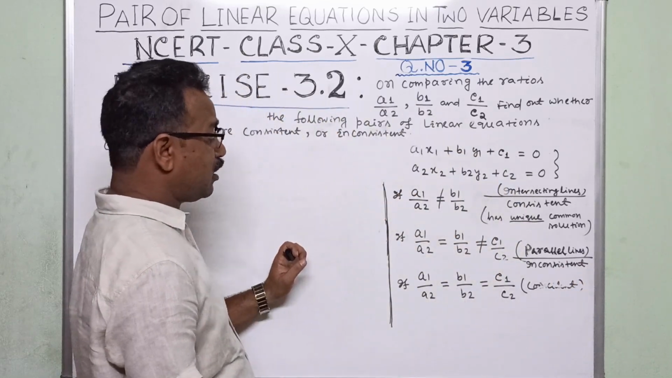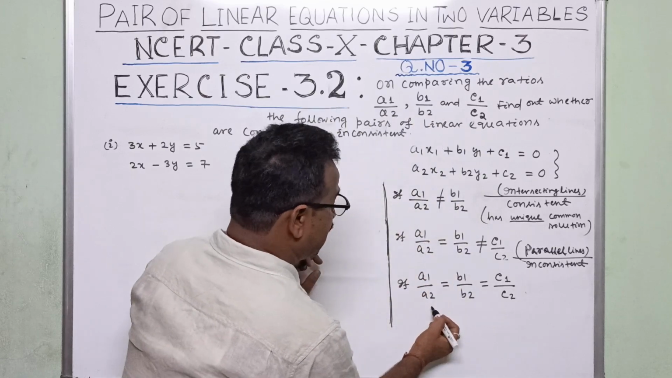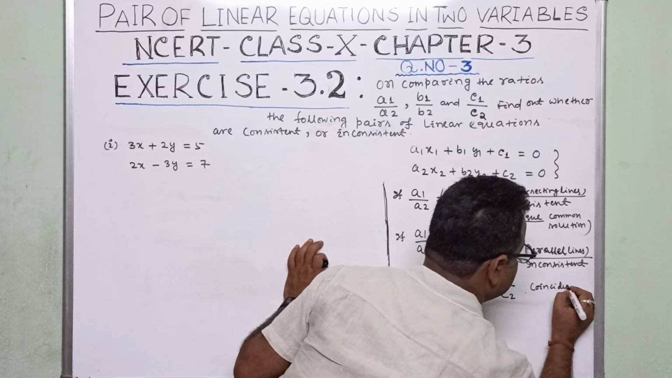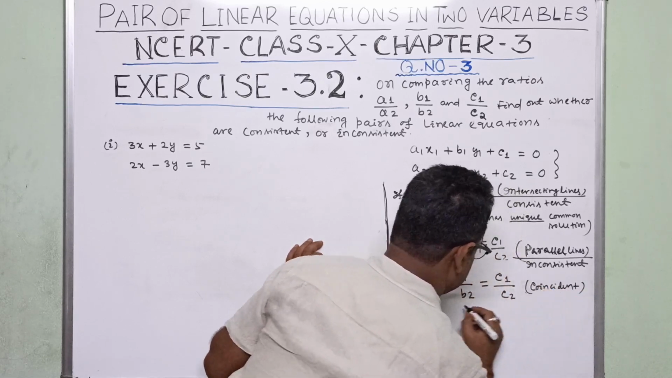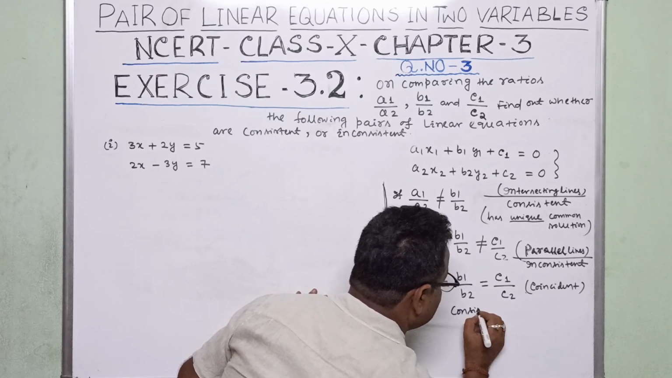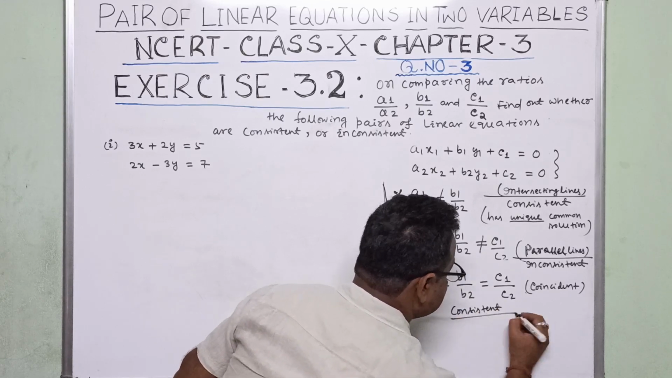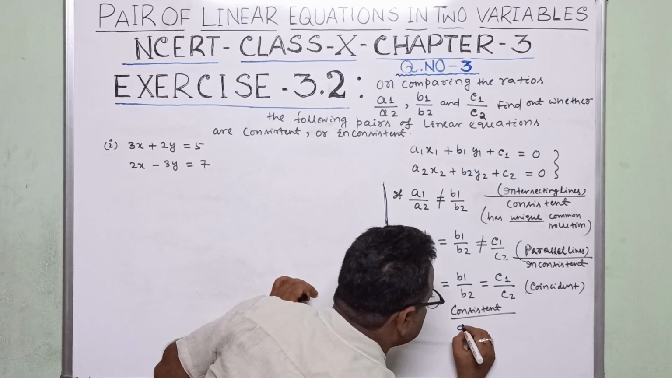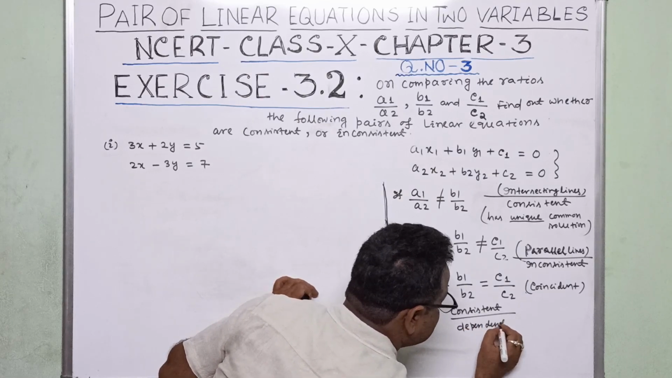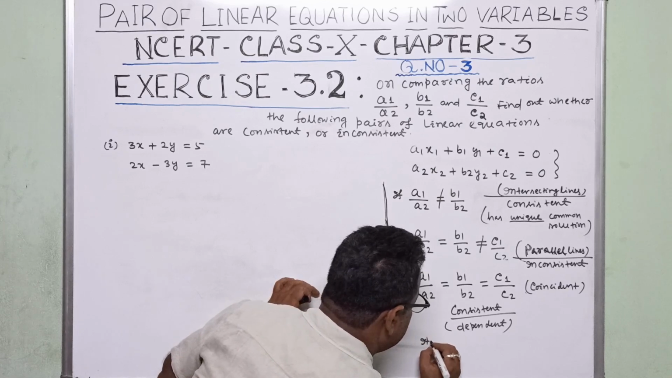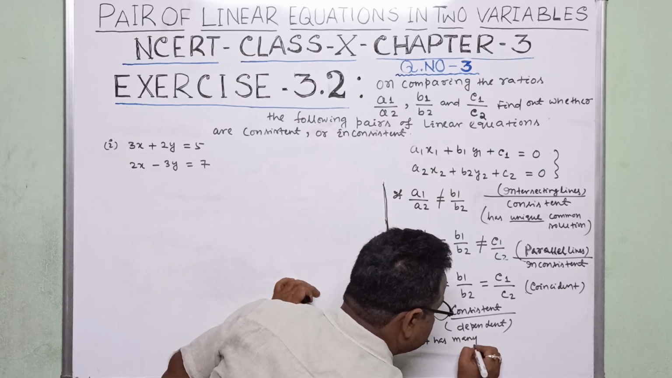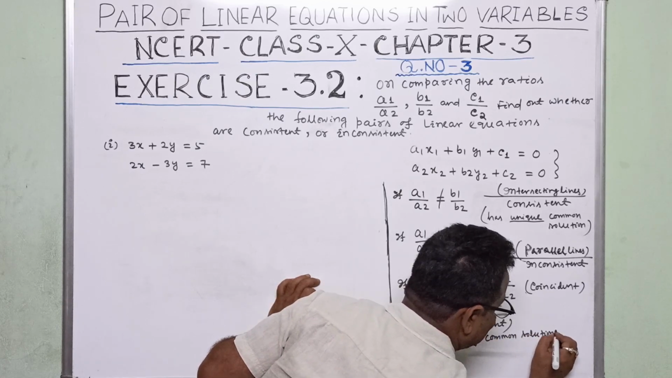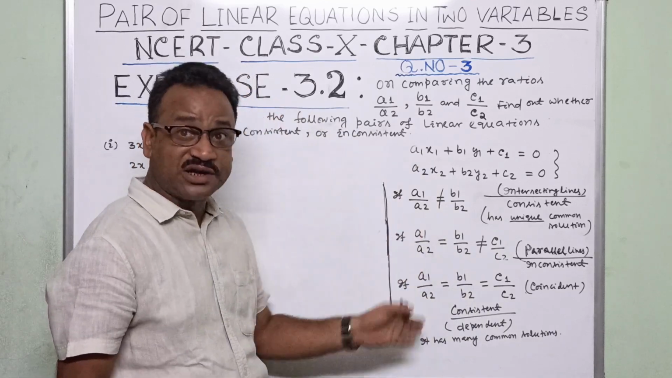Now, third one, you know, a1 by a2 is equal to b1 by b2 is equal to c1 by c2. These are coincident lines. These are called consistent. Here I can say dependent. It has many common solutions. So, just I am recalling.